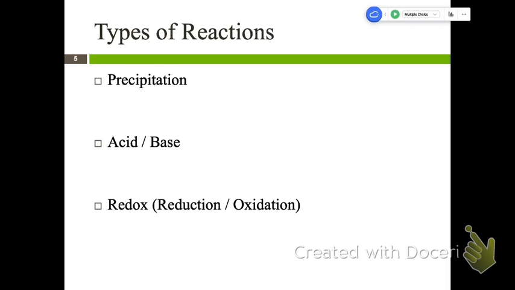So what I want you to do is write down, brainstorm with your neighbor, what classifies something as a precipitation, what's an acid-base, what's a redox. Go ahead and write down what you know, and then we'll make a better list together, and then we'll practice identifying them and add to that list.